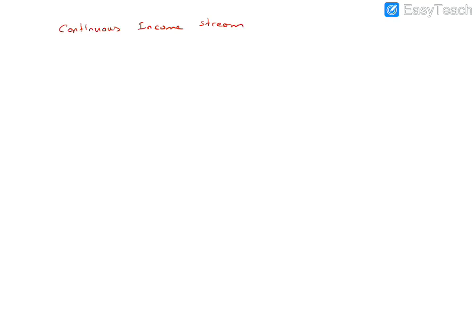Okay, let's talk about the second application of section 6.3, which is application in business and economy. The second application is continuous income stream. We start with a simple example, having an obvious solution, and generalize the concept to examples having less obvious solutions.